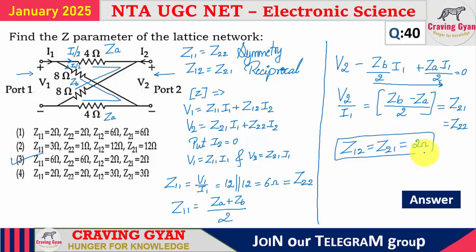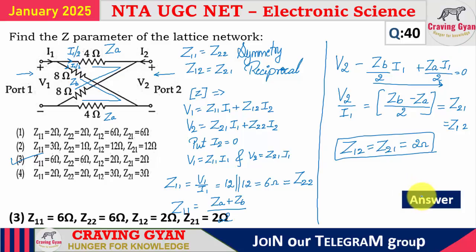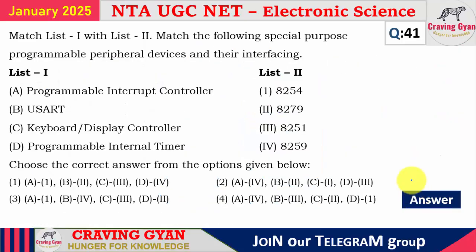So the value of Z12, which is the same as Z21, is equal to 2 ohms. I'm sorry, this should be Z12. Very, very important. So based on this, if I'm solving, the answer is option 3. Option 3 is correct. Very, very important.